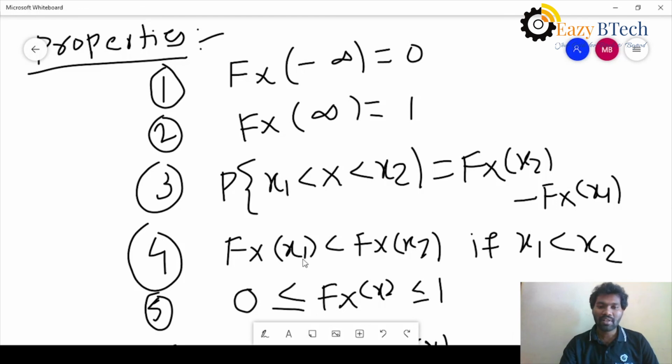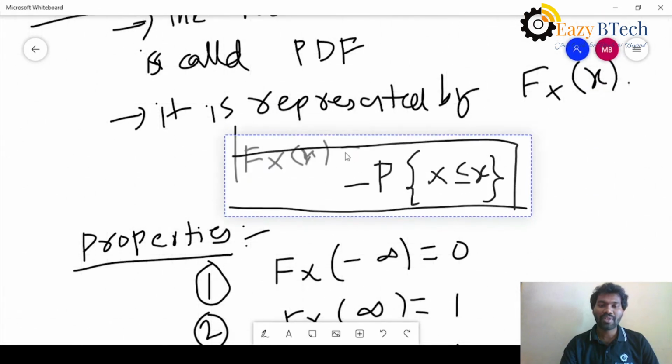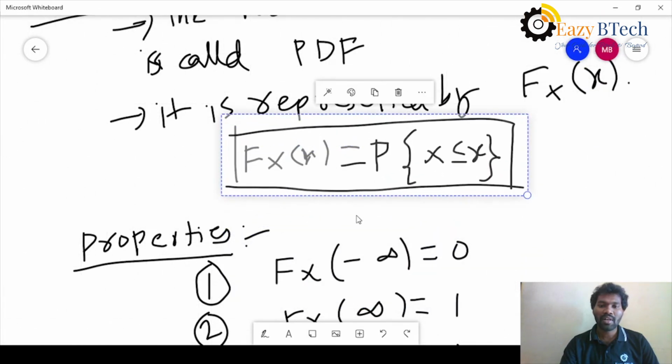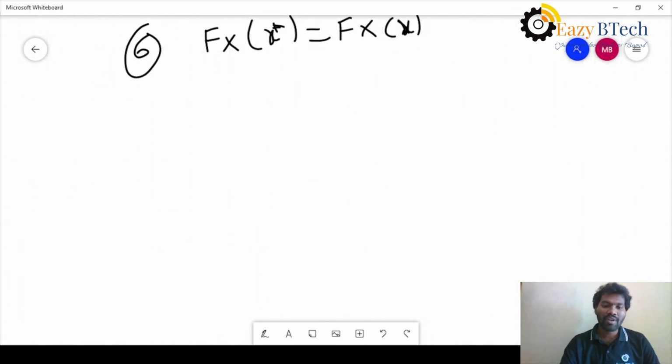And F_X of x1 is less than F_X of x2 if and only if the numbers inside the function have the relation x1 less than x2. The fifth one: your probability distribution function is a probability, so it always lies between 0 and 1. And the sixth one is that the probability distribution function is a right continuous function. So these are the basic introduction about the probability distribution function, how it is represented, and their six properties.